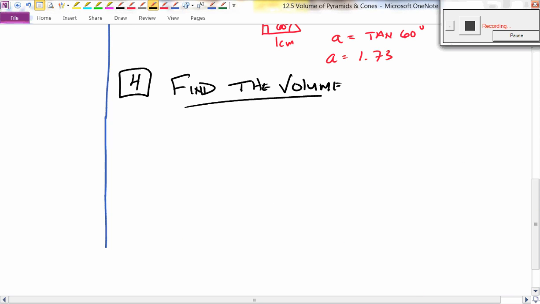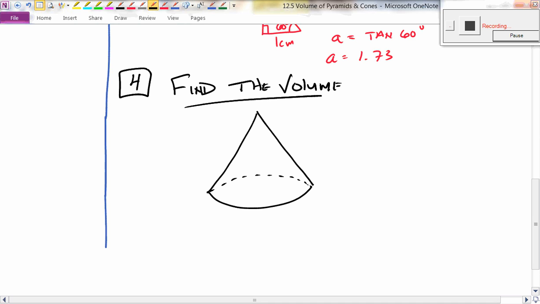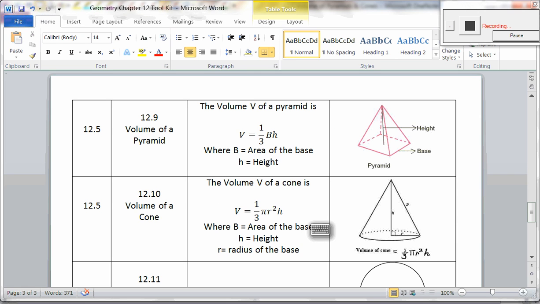Okay, last idea here. You're going to give yourself a cone. We're going to talk about the cone. So draw yourself the best cone that you could possibly make. Okay. We know that the height of our cone is going to be 10.2 centimeters, and the radius of our cone is given to us at 6.7 centimeters. We're trying to find the volume of a cone. So the first thing we're going to do is check our toolbox. It says the volume of a cone is 1/3 pi r squared h.